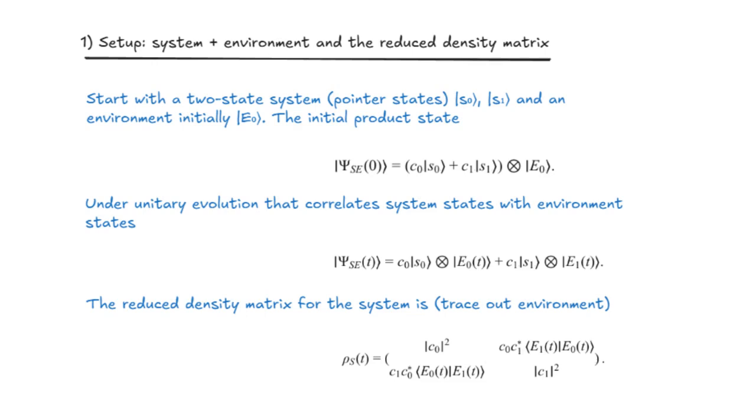Bottom left entry, off diagonal. This is the complex conjugate of the top right term. It carries the same information, just reflected, to keep the matrix Hermitian. These off-diagonal terms represent quantum coherence. They are what allow interference between S0 and S1.